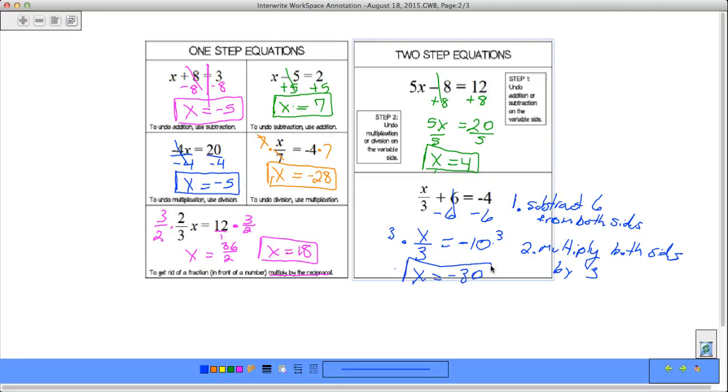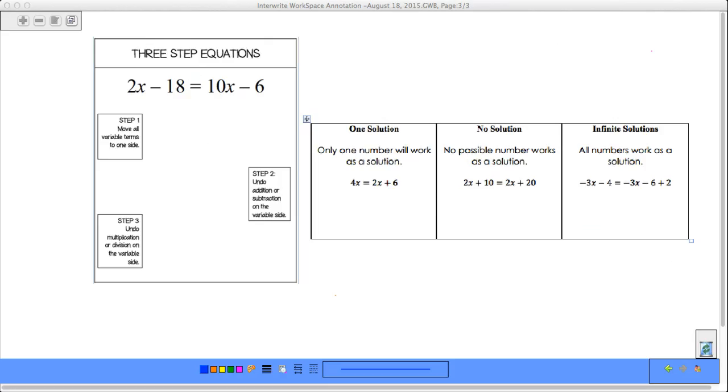And I can still double check these answers, plug it back in. Negative 30 divided by 3 is negative 10, plus 6 is negative 4. So I know I did this correctly. Okay. Don't let this be hard for the hard part. You're just saying what you're doing each time you do a new step. Okay. So let's try another one.